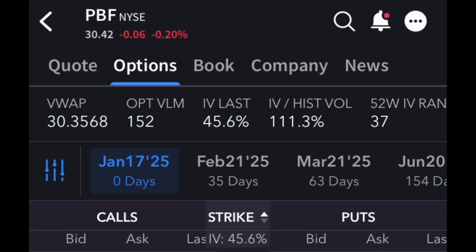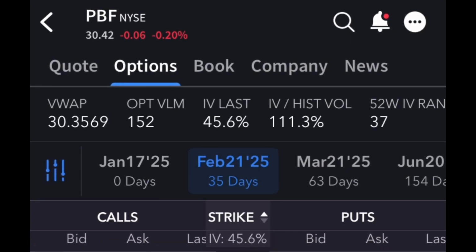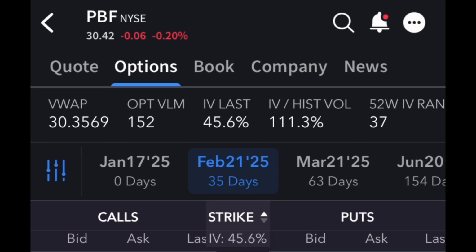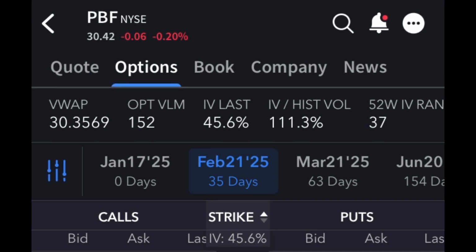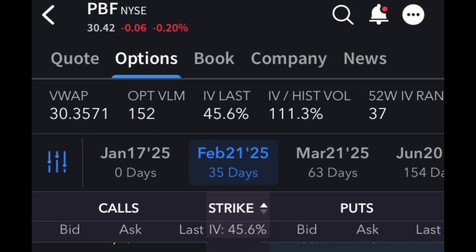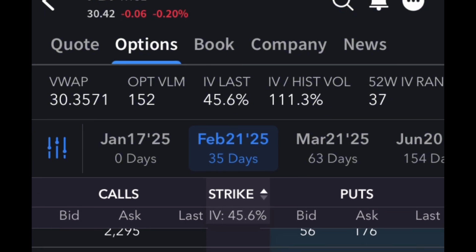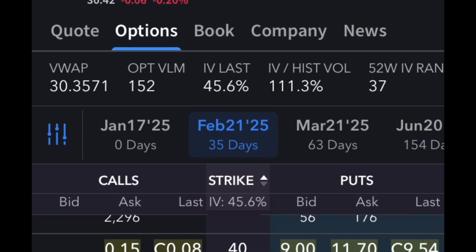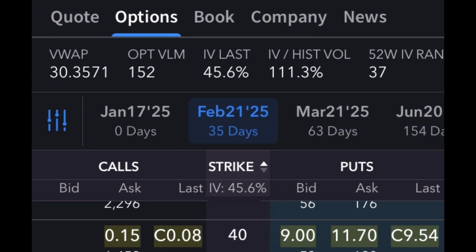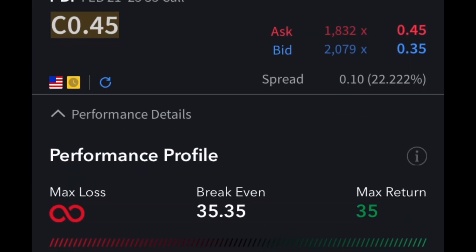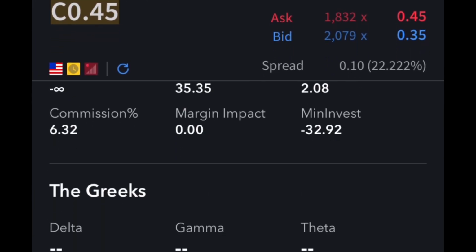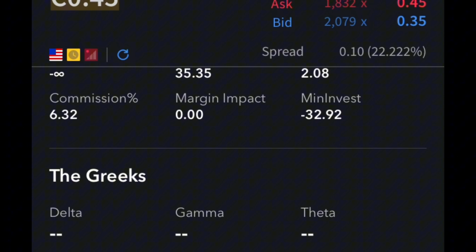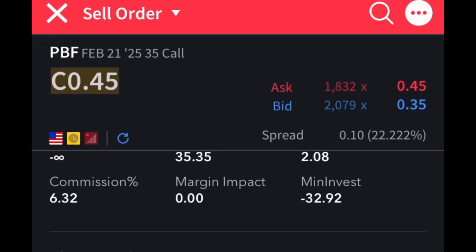So since I already know the share price, I'm now ready to open my position. But first we have to check the expiration date. Obviously this is only a monthly option, so that's only the 35 option over here, and there are also the 2 months out options, 63 days. I'm not really interested in that, so I'll open a call at 35.